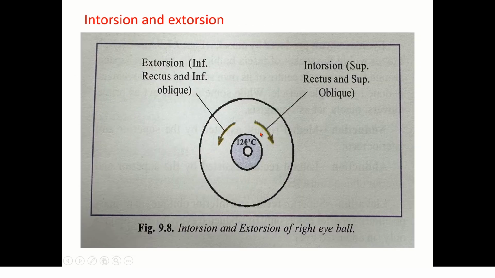Here you can see the extorsion and intorsion movements. Extorsion is mainly by the inferior rectus and inferior oblique. Intorsion is mainly by the superior rectus and superior oblique.